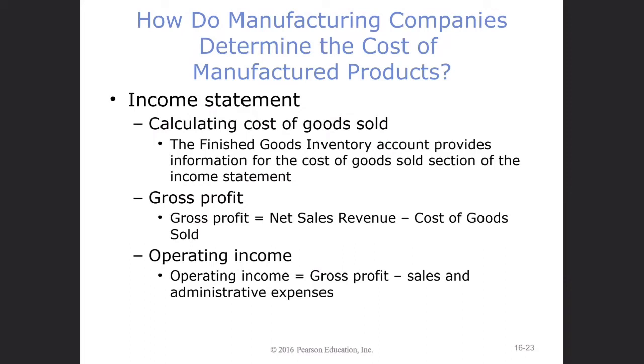So your gross profit equals your net sales revenue minus your cost of goods sold. And we saw this earlier when we were looking at the income statement: sales revenue minus cost of goods sold equals our gross profit. I think that was slide 16 or something. And to find your operating income, which was also on that slide, we took our gross profit and subtracted out any sales and administrative expenses, and that gave us our operating income.